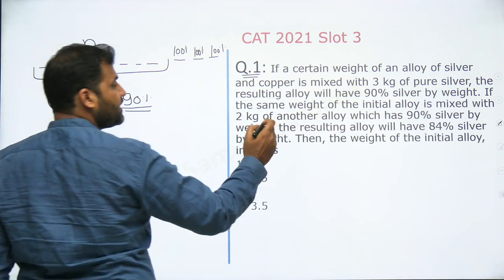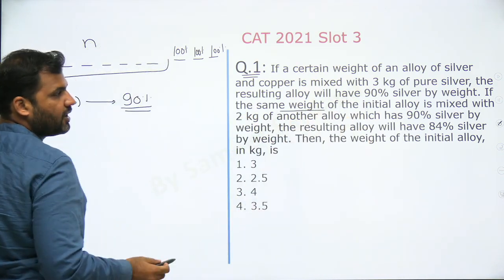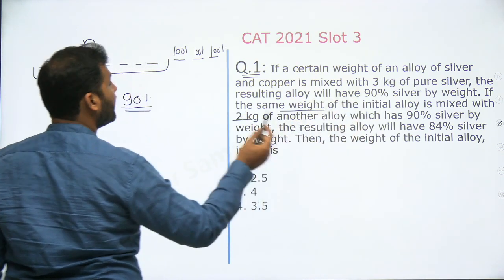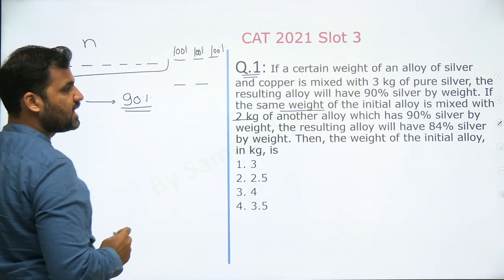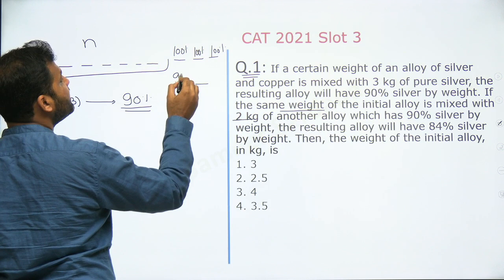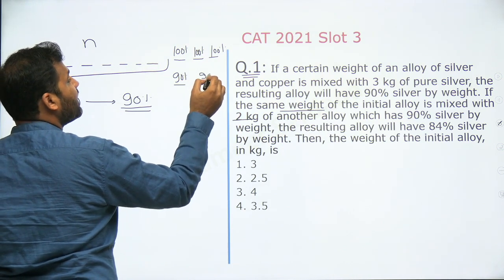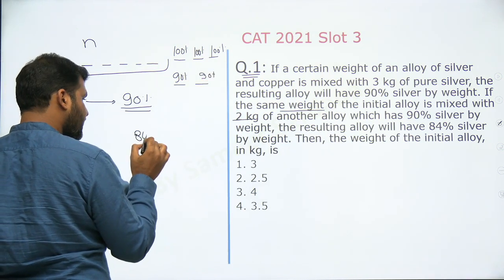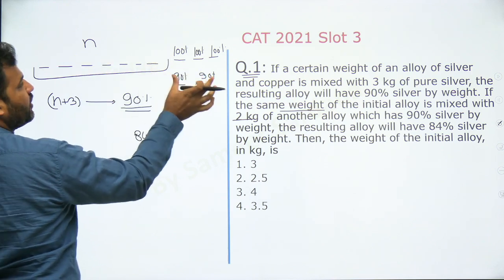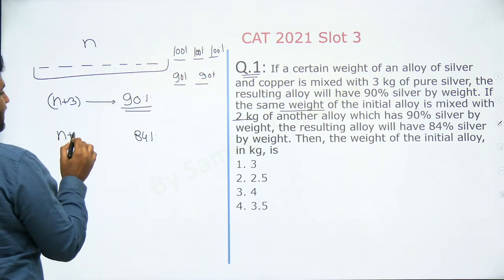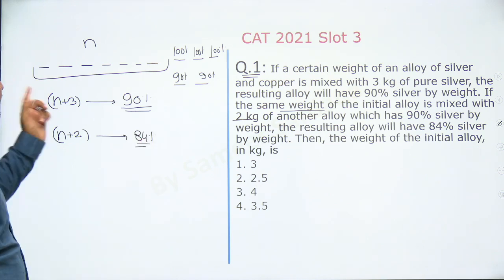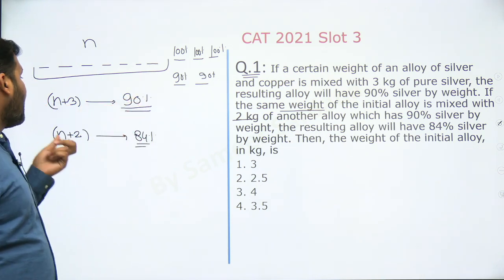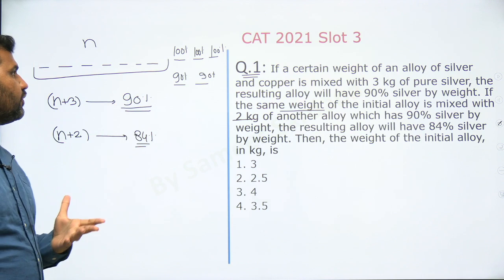Now question says कि अगर same weight of initial alloy is mixed with 2 kg of another alloy, अगर ये 3 units की बजाय अगर आप 2 units पे combine करते हो जिसपे 90% silver है, in that case the average is 84%. n unit ये और 2 unit ये, so n plus 2 unit पे जो average silver आ रहा है that is 84%. So n plus 3 units are balanced at 90% and n plus 2 units are balanced at 84%.